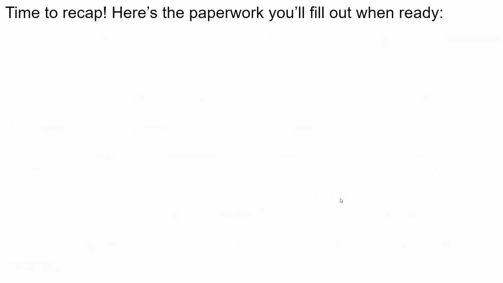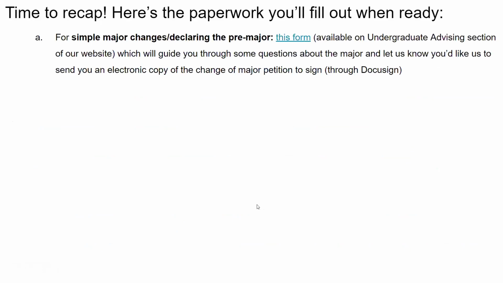Okay, time to recap. Again, these are the final steps that you'll follow now that we've given you an overview of the major change process. Here's the paperwork that you'll fill out when you think you're ready. You will fill out this Google form that's linked. It is on our undergraduate advising website page that is entitled Joining the Major. It'll guide you through your progress check and ask you some questions about the major.